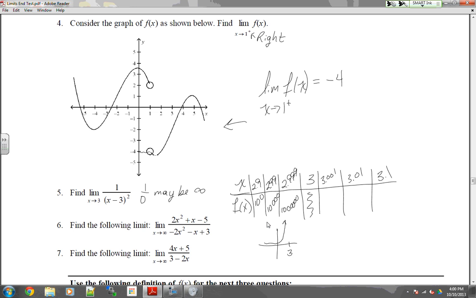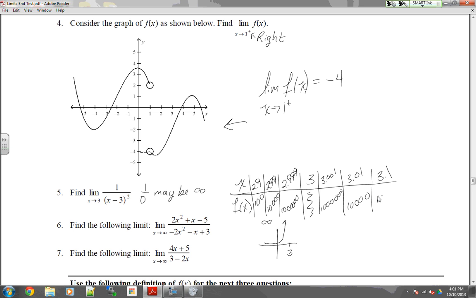Now let's attack it from the other side. 1 divided by 3.001 minus 3, that quantity squared. This gives us 1,000,000. And then take out one of the zeros and see what happens: 10,000. And then take out the last 0 and let's see: 100. So as you can see, this is also doing the same thing. As it comes to 3, it takes off up toward infinity.